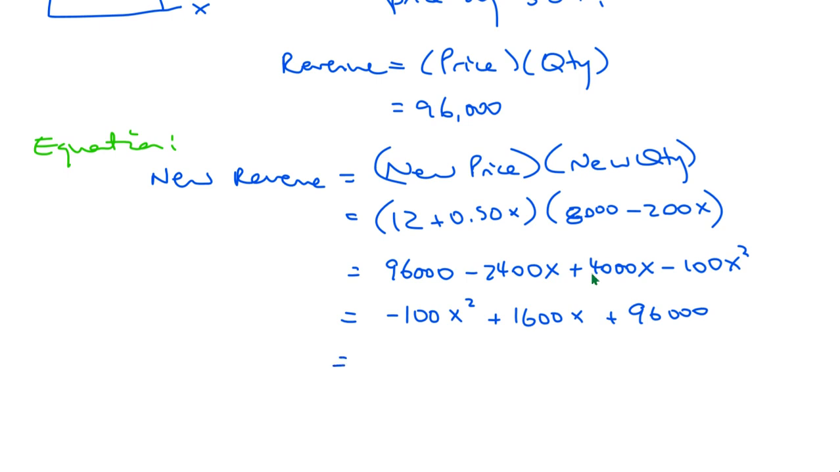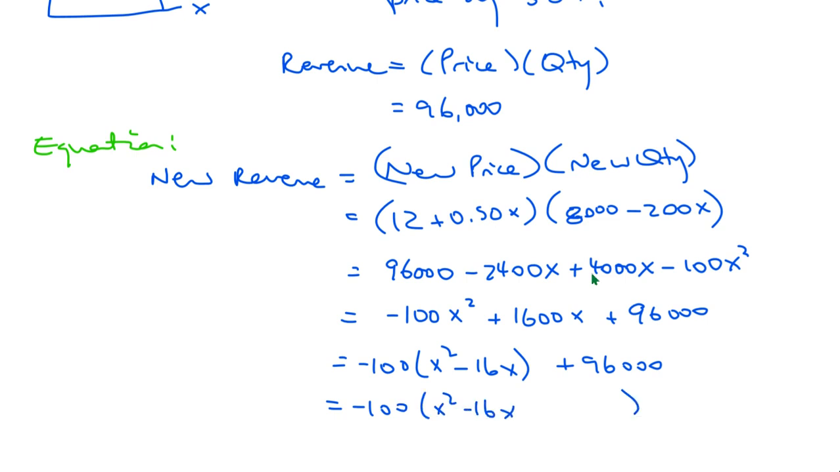To complete the square, you factor out this negative 100 from the first two terms, and I get negative 100 times (x squared minus 16x), close the bracket, plus 96,000. Now I'm going to take this x squared minus 16x and add a number to make it a perfect square. Negative 16 divided by 2 is negative 8. Negative 8 squared is 64, and I'm going to subtract away the 64 so I don't change the question.